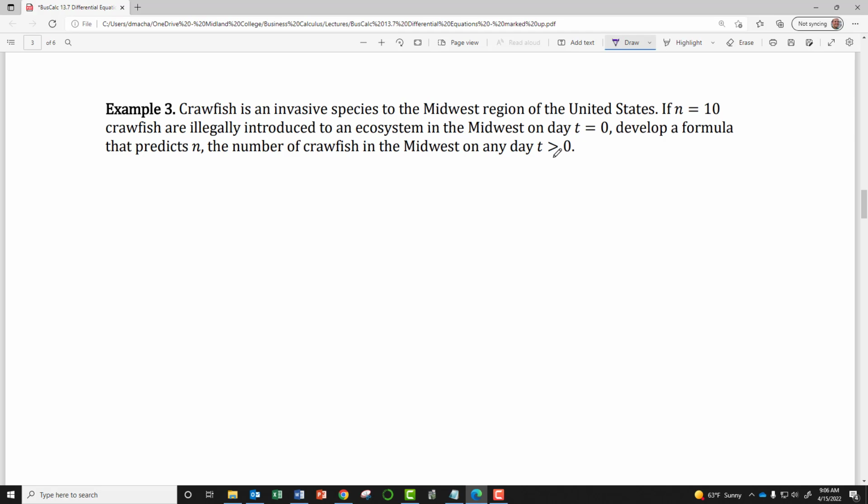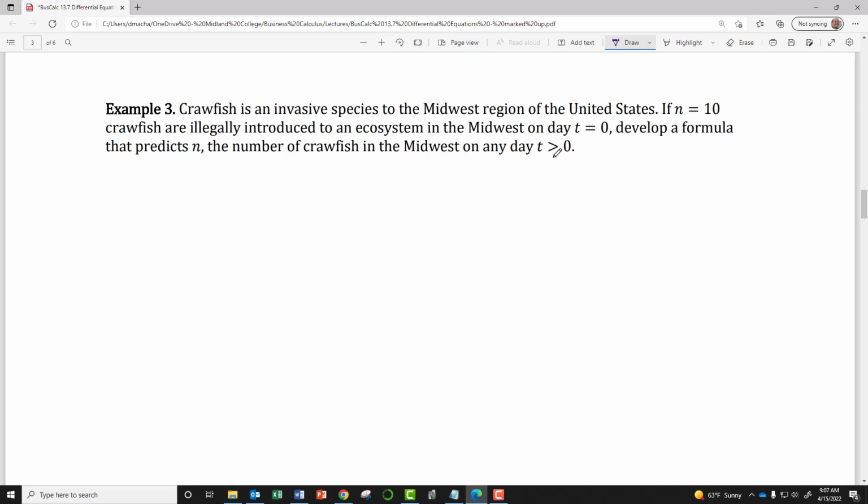Here's example 3. This says, crawfish is an invasive species to the Midwest region of the United States, which means that crawfish wasn't there natively, but humans have basically carried crawfish to the Midwest region and put them in the ecosystem. And now that crawfish are introduced, they're killing off a lot of the native wildlife. That's what it means to be an invasive species.